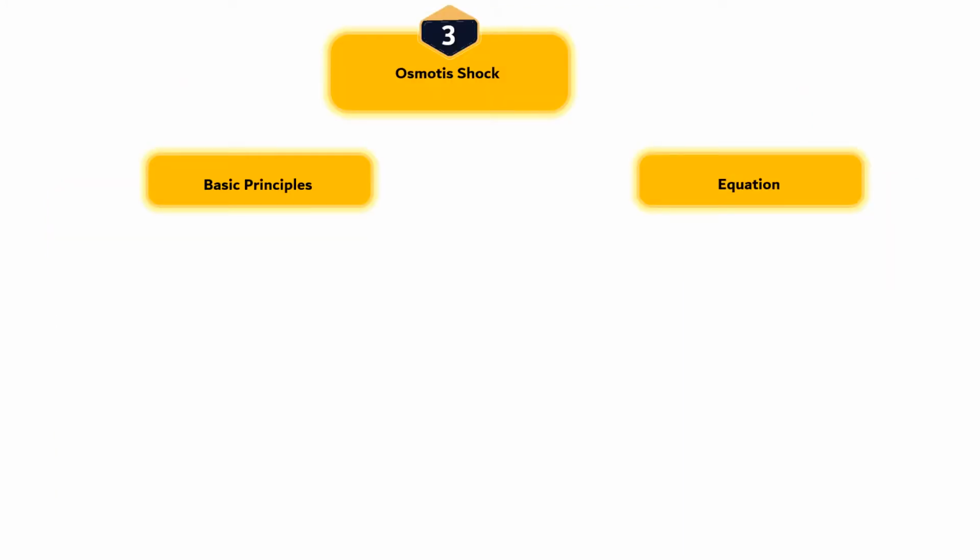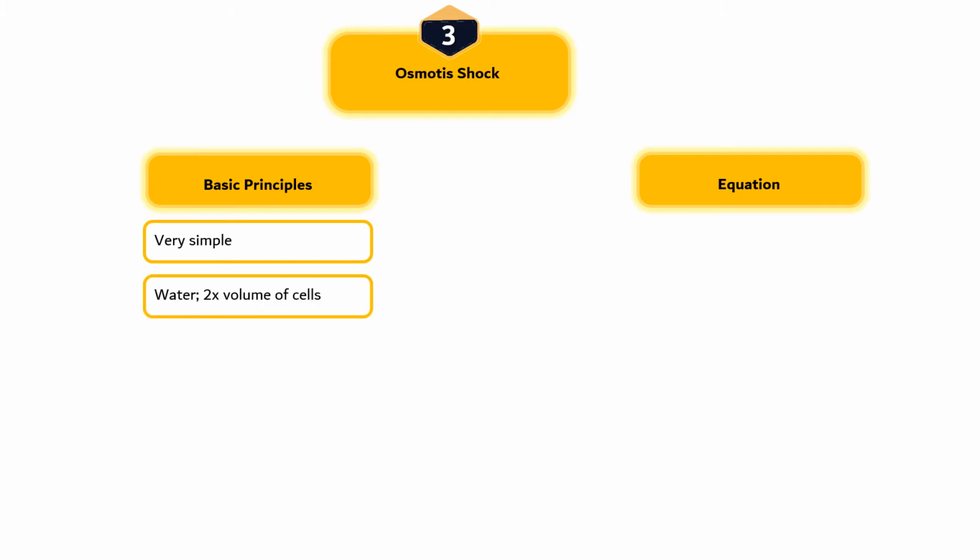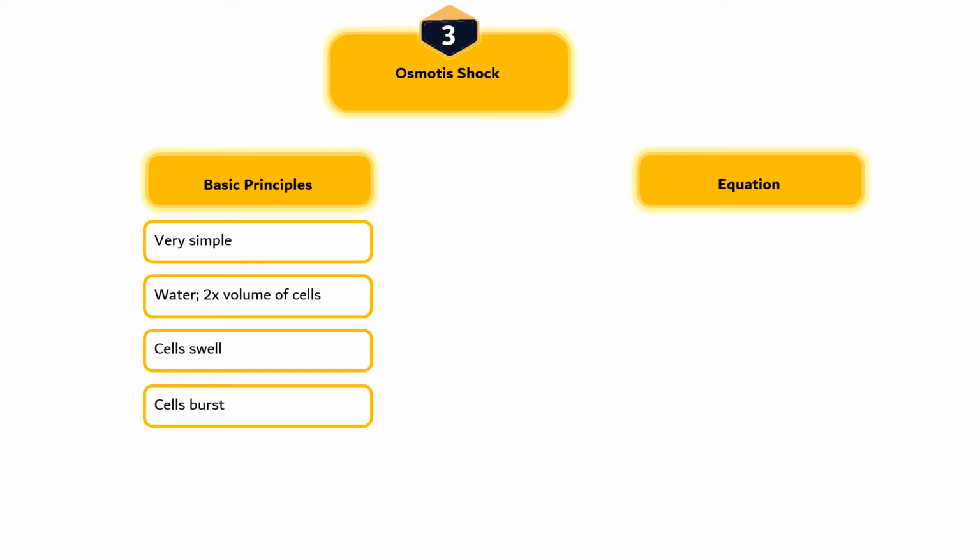Osmotic shock is a very simple method. We can add a given volume of cells into pure water, often about twice the volume of the cells. The cells swell because they contain solids which can cause an osmotic flow of water into the cells. In some cases, they swell so much that they burst. The contents are released into the surrounding solution, which can then be separated.